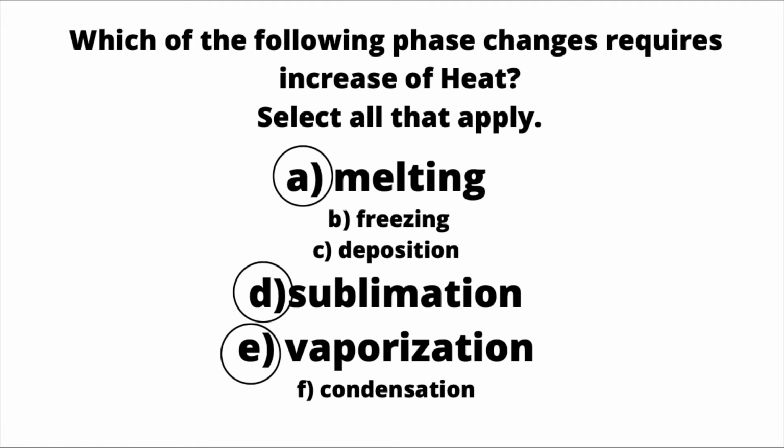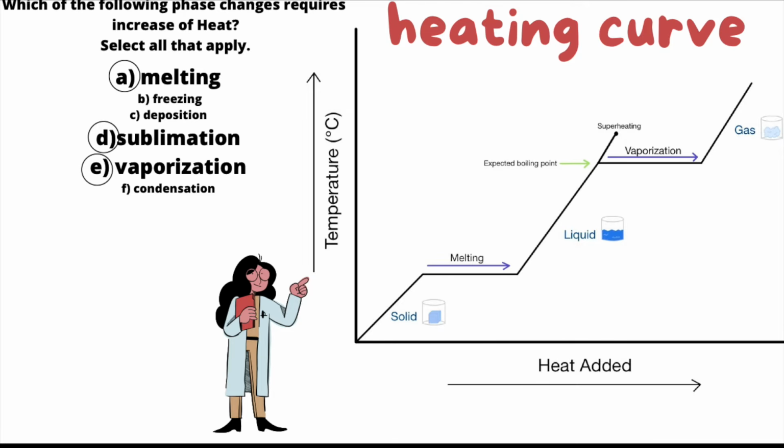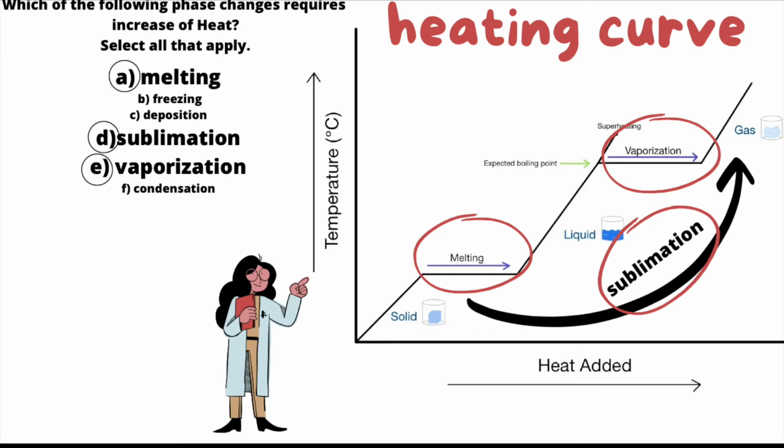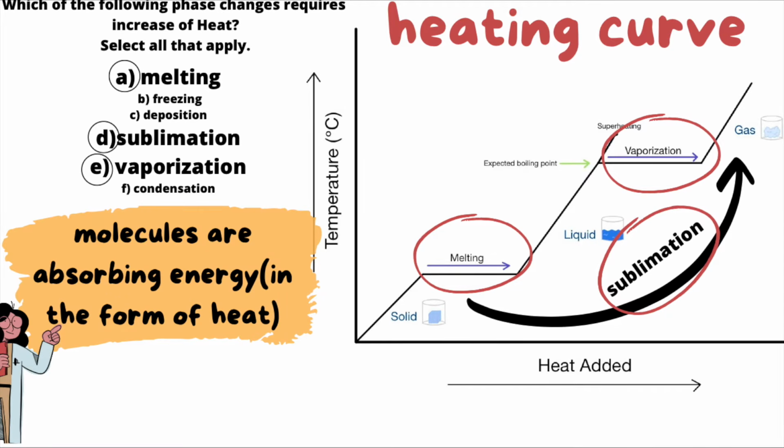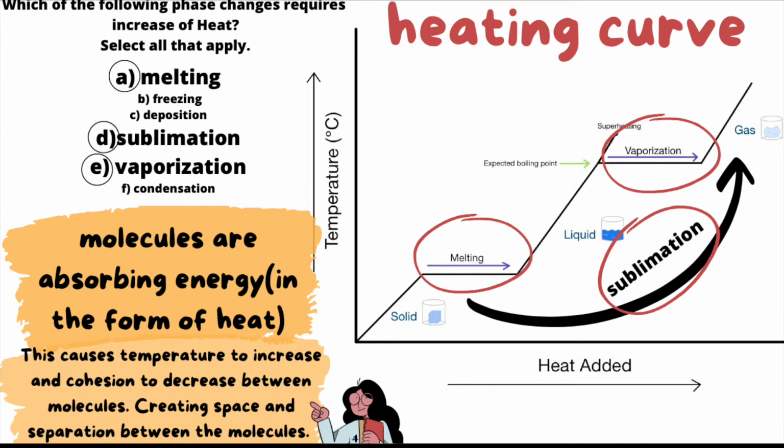So here we have a heating curve, which is the opposite of a cooling curve. It includes the phase changes melting, vaporization, and sublimation. Here, molecules are gradually absorbing energy in the form of heat. As they absorb this heat, of course, the temperature of the substance is going to increase. This causes cohesion to decrease. When cohesion decreases, the molecules will spread out further from each other.